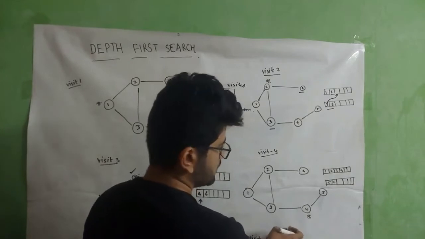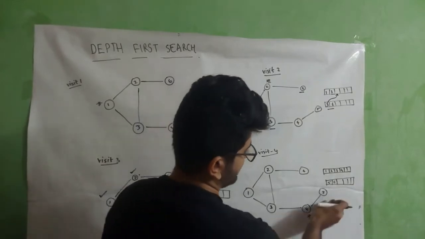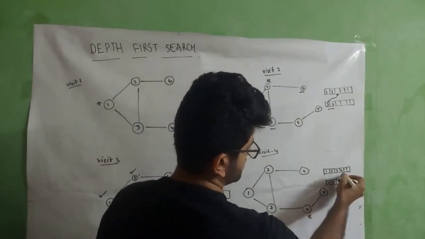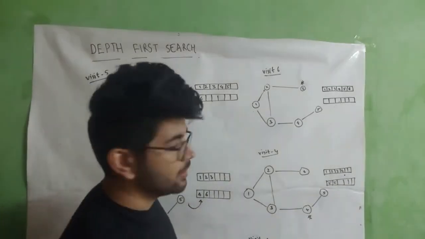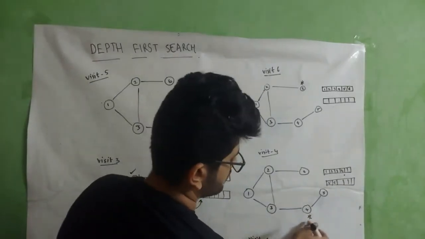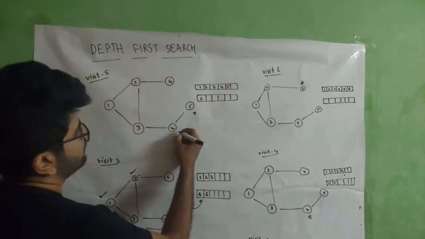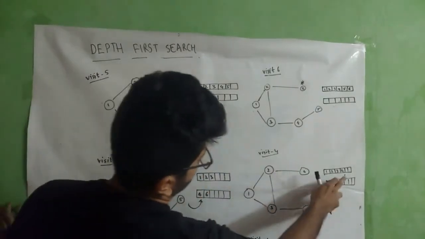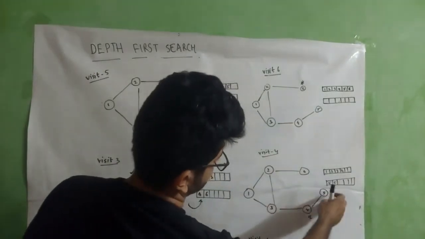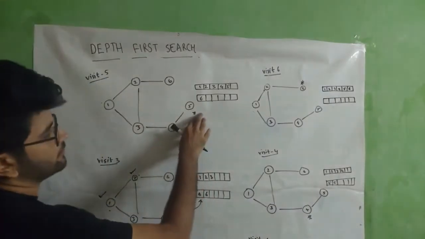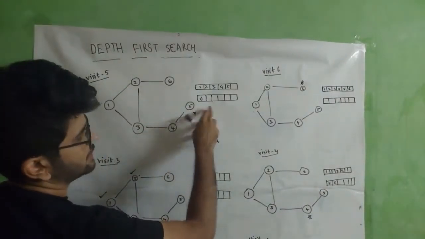So I explored 4. What are all the surrounding vertices? There are 3 and 5. So 5 comes onto the stack and 4 is visited here. Now that we have explored 4, we'll explore the next vertex. We'll go to 5. We have explored 4, so we'll put 4 in the visited vertices. 5 and 6 are in the stack. We'll go to 5, so we'll put 5 in the visited vertices. There's nothing connected to 5.